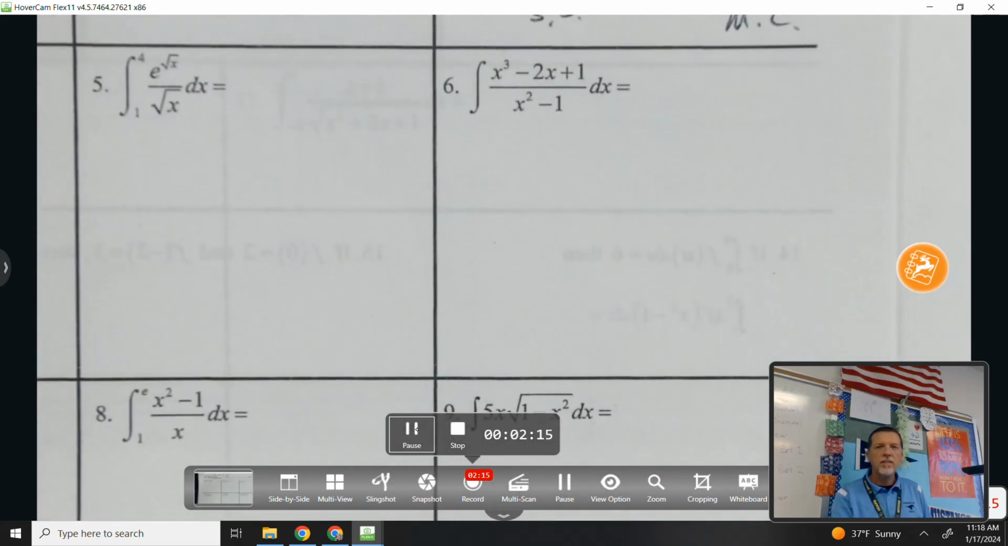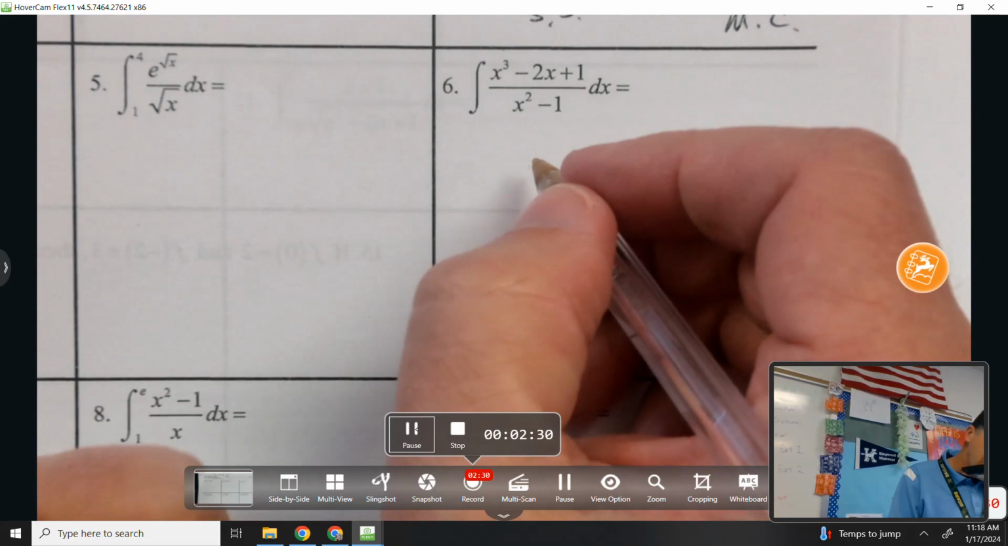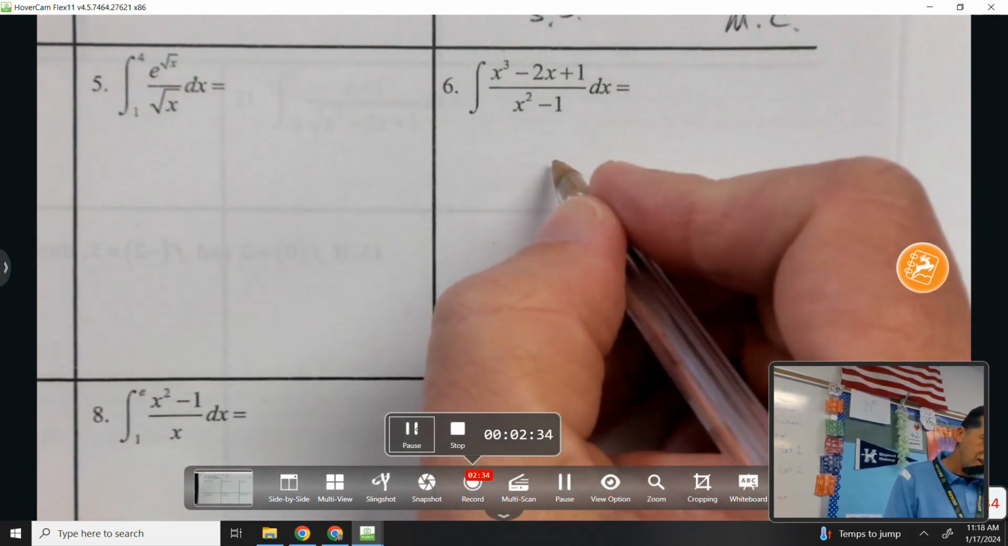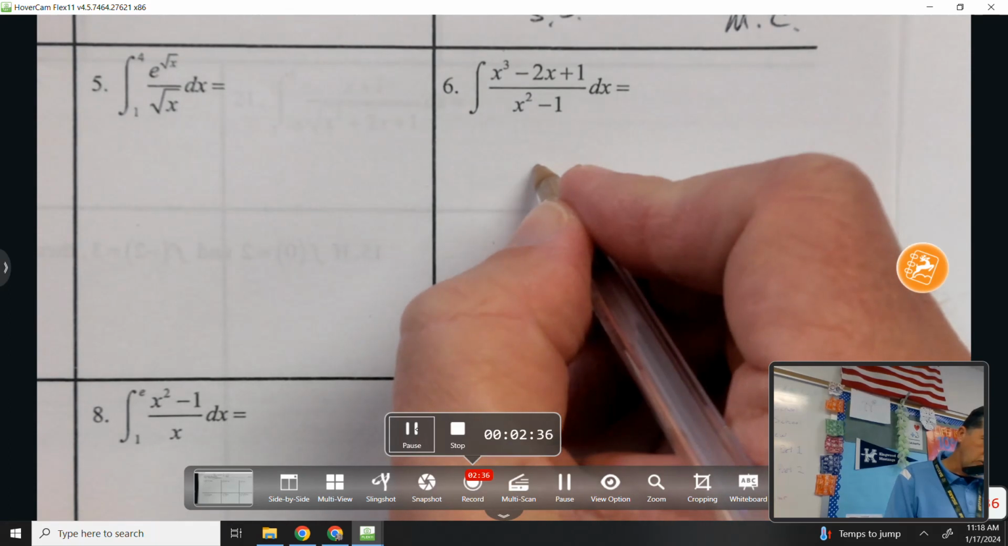Number 6. What do you want to do first on number 6? Divide. How did you know to divide? If the degree is bigger or equal on top, then you have to divide. Am I eligible to synthetic divide on this guy? No, because there's x squared. So, lovely. I've got to do the long division.